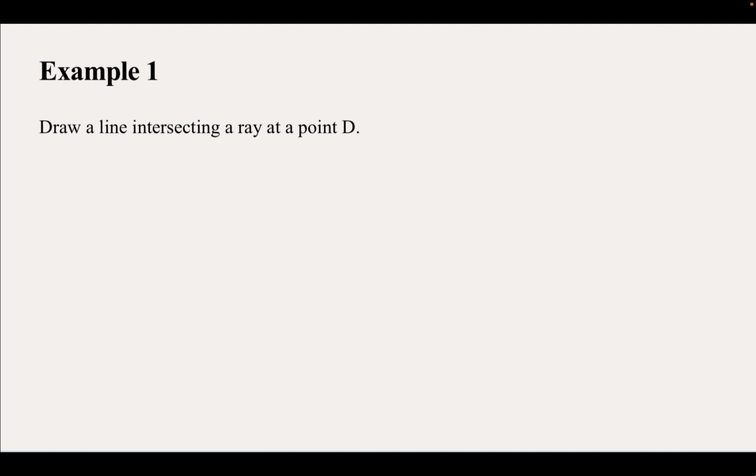All right, let's draw a line that's intersecting a ray at a point D. So I want to draw a line. Okay, there's a line. Intersecting a ray at point D. So I can draw a ray and it's intersecting at point D. Now there's lots of ways that you could have drawn this, so yours might not look like mine does, but as long as you're satisfying those requirements, that's what matters.